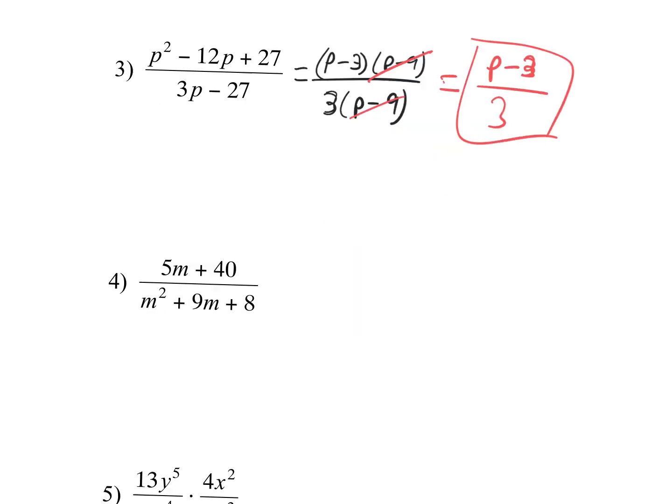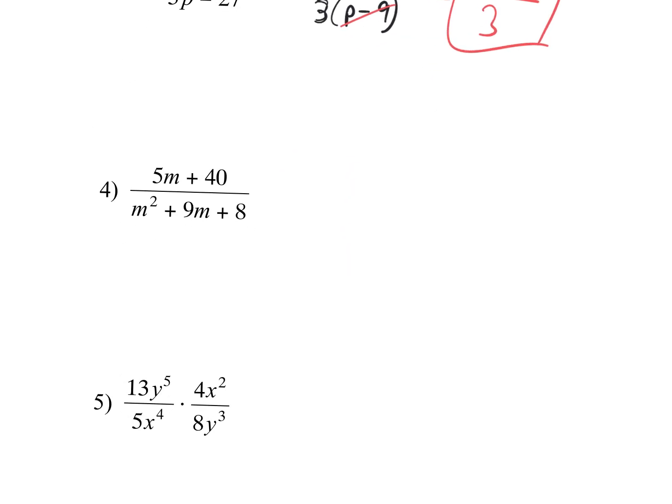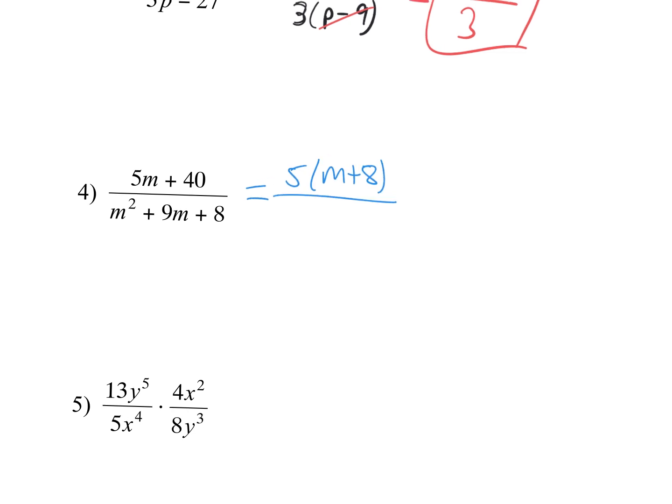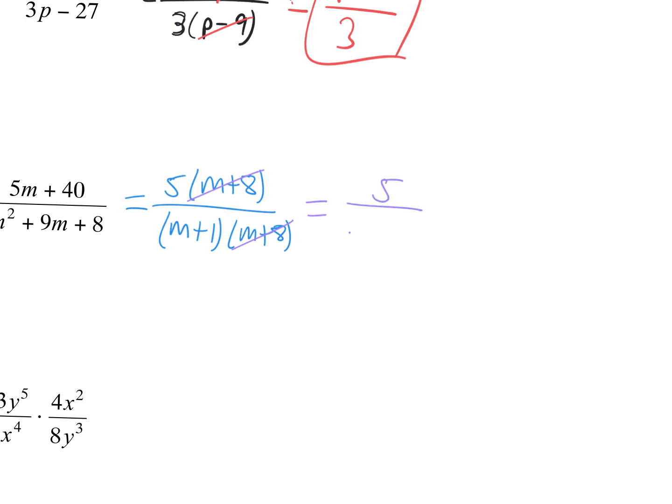All right. And then the next one's another factoring one. Factor everything and then cancel anything that is the same on the top and on the bottom. So we want to factor the top, take out a GCF. We get 5 times m plus 8. And on the bottom, we can factor m squared plus 9m plus 8. What multiplies to 8 and adds to 9 is going to be 1 and 8. All right, so m plus 1, m plus 8. And then what cancels on the top and on the bottom is this m plus 8. All right, so we're just left with a 5 over m plus 1.